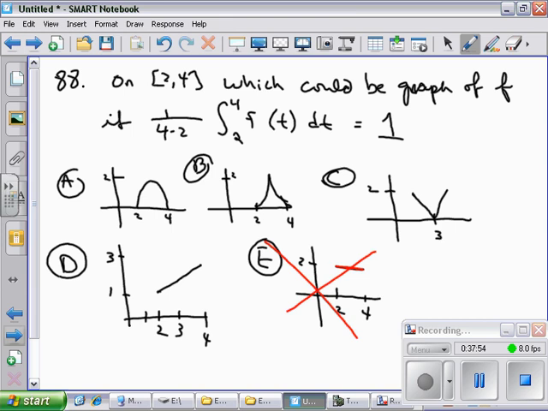All right, what about d? What's the average value of d from 2 to 4? What would be the average y value? The y's go from 1 to 3. It's linear. It's going to be right in the middle. So the average y value would be 2, right? Because the y's go from 1 up to 3, and it's in a straight line. So the average y value would be right in the middle. That would be 2 also, that average. So that's not 1.